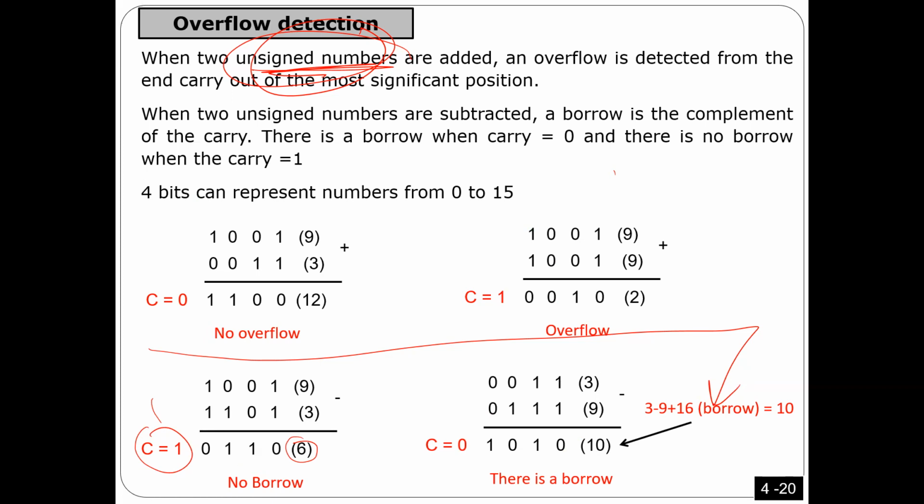3 take away 9. In this case, there is a borrow, and the carry is equal to 0. But in this case, I got 10. So why did I get 10 here? This is the most important thing. Look here, 3 take away 9, I got 10. Because this is 4 bits, this 4-bit number is going to borrow. When you borrow after 4 bits, anything you borrow is going to be 16.